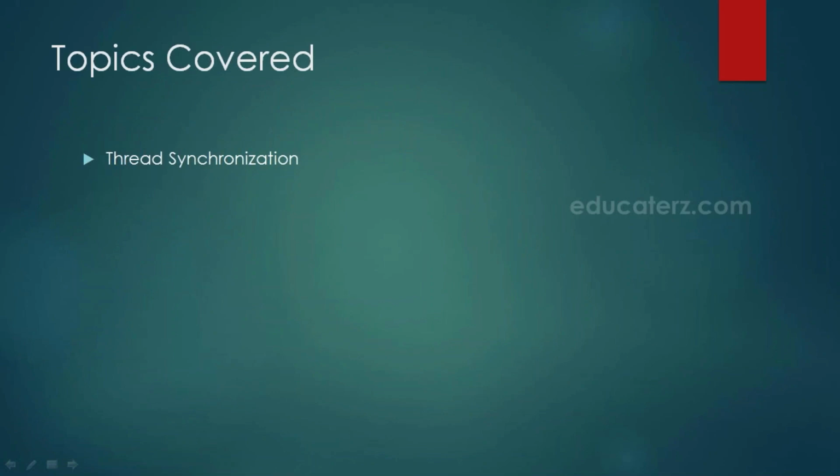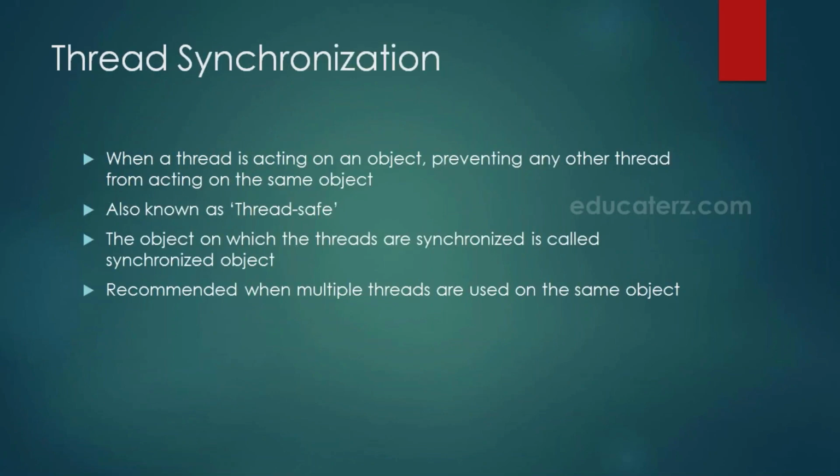In this video, we are going to discuss thread synchronization. So when a thread is acting on an object, preventing any other thread to act on the same object is nothing but thread synchronization. It is also known as thread safe. And the object on which the threads are synchronized is called synchronized object. And synchronization is basically recommended when multiple threads are used on the same object.